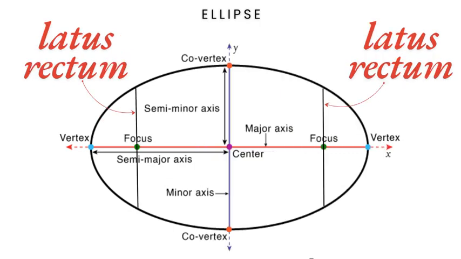The latus rectum of an ellipse is a straight line that passes through a focus of the ellipse and is perpendicular to the ellipse's major axis. The latus rectum is also known as the focal chord and it runs parallel to the ellipse's directrix. The term latus rectum comes from the Latin words latus, which means side, and rectum, which means straight.